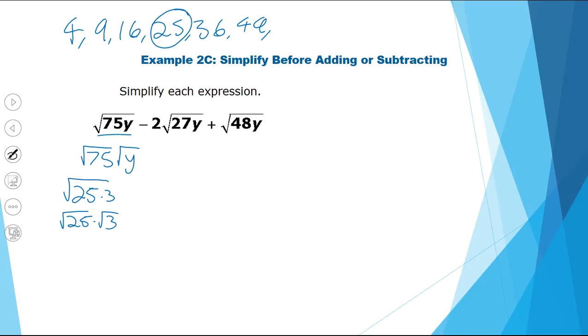Of course, the square root of 25, because it's a perfect square, is just a regular 5. The square root of 3, I cannot simplify that anymore. It gets left and brought down. Of course, the square root of y cannot change, so it stays the square root of y the whole way.